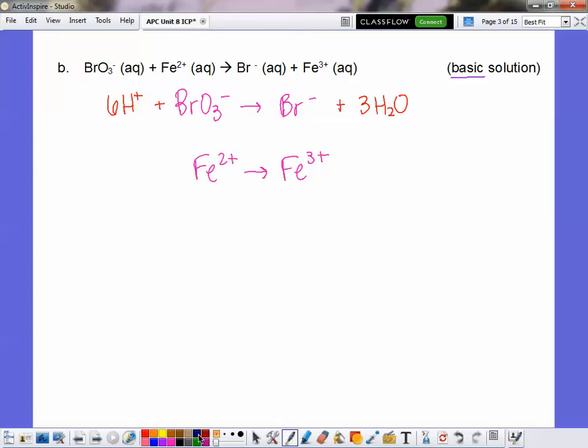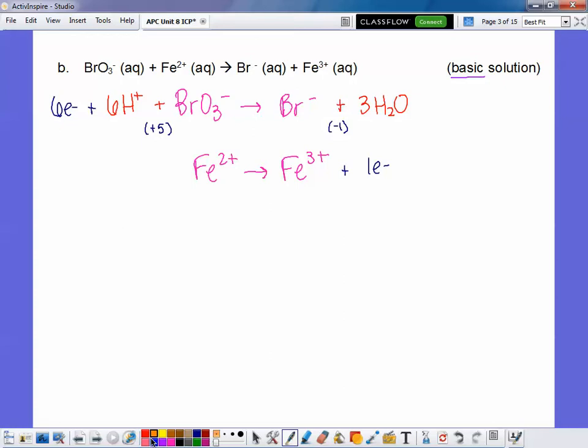So now we go to electrons. I'll do the second one first because that's easier. +2 versus +3, we're going to need 1 electron on the right to balance that out. And then for the first half reaction, we have an overall of +5 here, and we have an overall of -1 here. So that means I'm going to need 6 electrons on the left, because I have to go from 5 to -1.